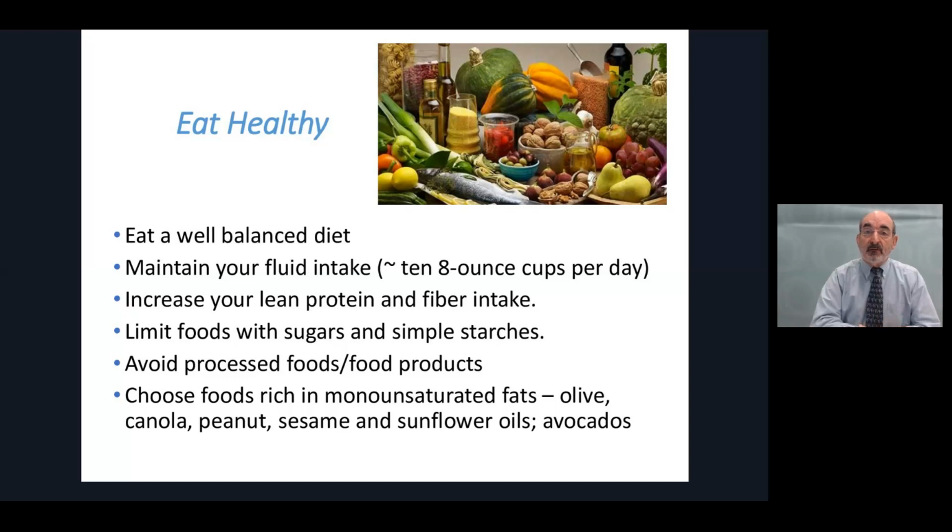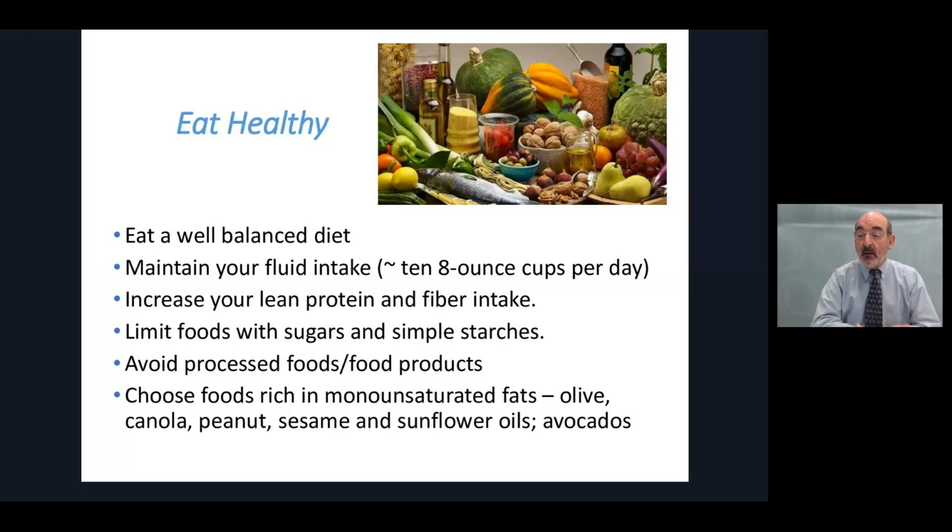The concept behind the Mediterranean diet or any fertility diet is to eat healthy, and that is to eat a well-balanced diet. One point I'd like to make is it's very important not to skip meals, but eat 3 meals with 2 snacks daily, also to avoid prolonged fasting. One wants to also maintain fluid intake with water, and we should try to get at least 60 to 80 ounces of water per day in our diet.